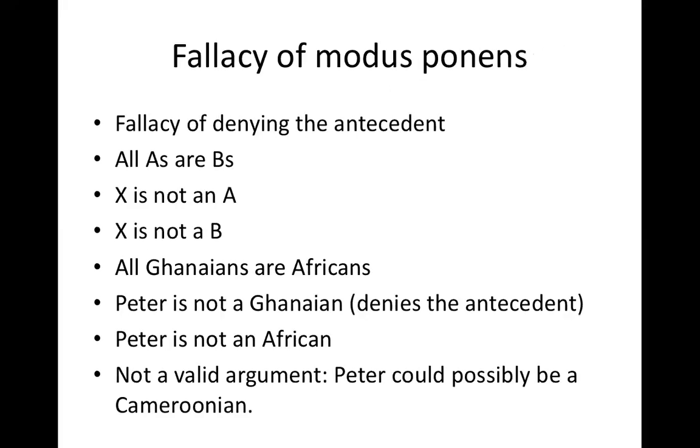Then we have the fallacy of denying the antecedent. So all A's are B's, X is not an A, X is not a B. All Ghanaians are Africans, Peter is not a Ghanaian, therefore Peter is not an African. So this one is not a valid argument. Peter could possibly be a Cameroonian. So denying the antecedent, we call it the fallacy of denying the antecedent.